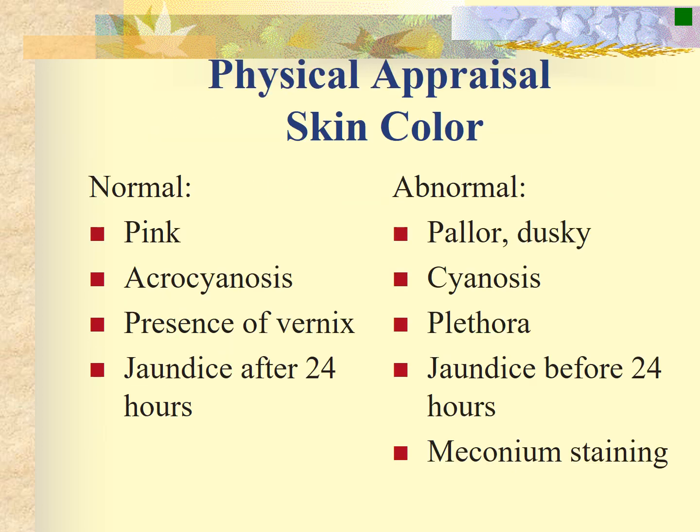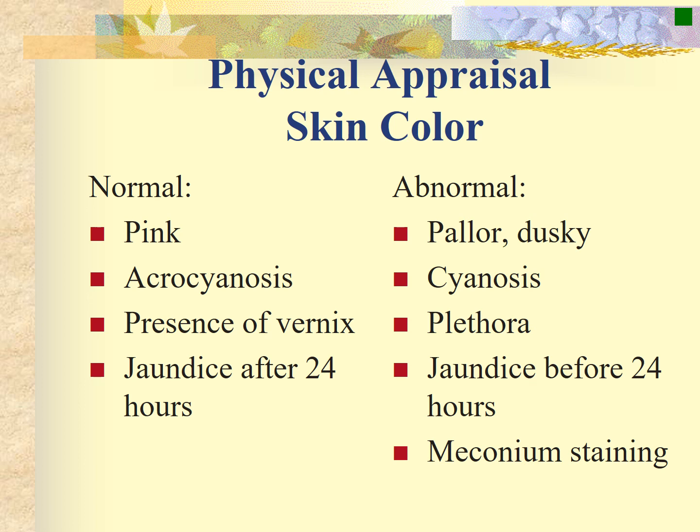Normal skin color should be pink. Acrocyanosis, do you know what that is? Acrocyanosis is a little bit of cyanosis in the hands and the feet, very normal. Vernix is that white substance that's very sticky, and it's okay to just leave it on there. And jaundice after 24 hours. They're going to have some jaundice. It shouldn't get severe, but we do have to watch for that. Abnormal if they're pale and dusky and they have bluish lips, cyanosis around their lips. Dusky eyes, you'd see it around the eyelids.